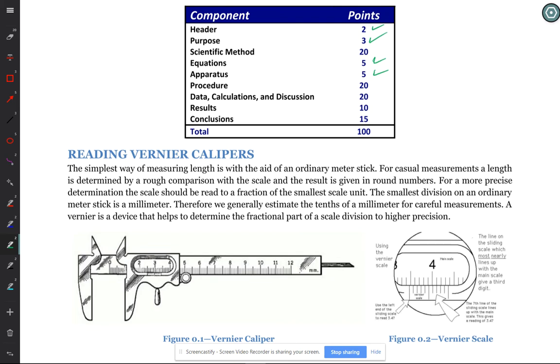So any questions about the lab write-up at this point? Yes? What specifically do you want done ahead of time before we come into lab? I don't require anything. You would be best served to go through and write up everything before the data calculations and discussion, because you can do that beforehand.